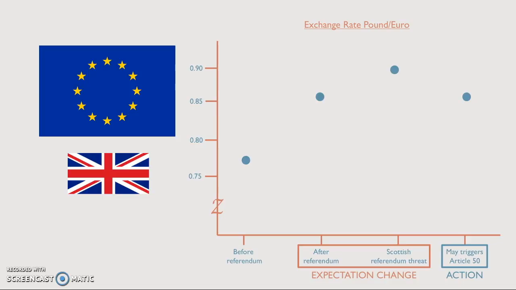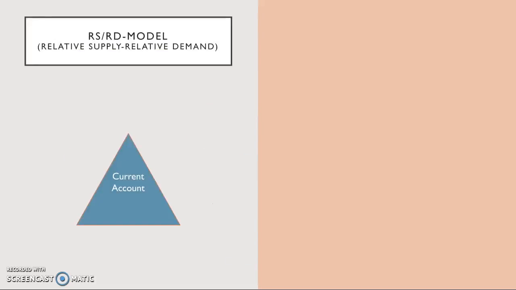That is definitely an interesting observation, but I do not quite understand why the market reacted as it does. Why do exchange rates go up every time Brexit-related events are happening? To answer that question, we need to introduce two models typically used in international economic analyses. The first model deals with the current account and is called the relative supply-relative demand diagram.